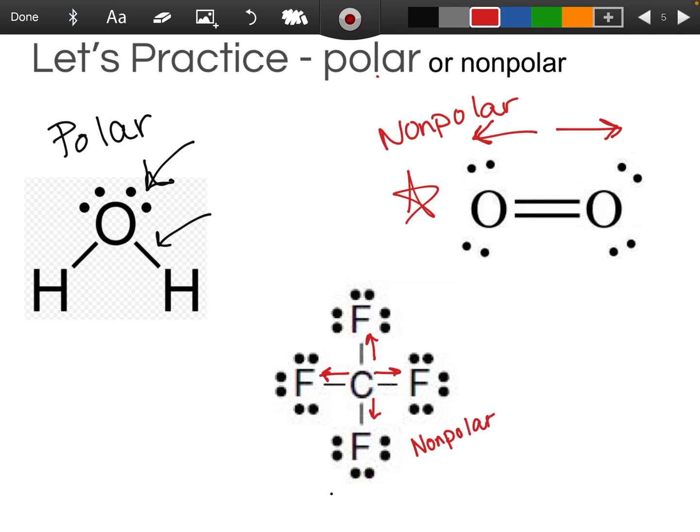So you just look at the general shape and look for symmetry. If the molecule is symmetrical, then it's going to be nonpolar. If there's any difference in the electrons, that molecule will be polar.